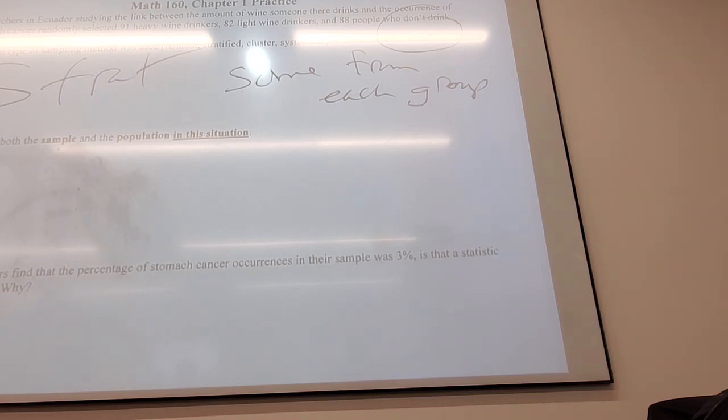That way, if I saw 3% of my people who don't drink wine with stomach cancer, and then 12% of my people that drink light, and then 30% of my people that drink heavy, that would be good evidence that wine affects stomach cancer recurrence, right? Or maybe I'd see it the other way around. Like maybe wine actually prevents stomach cancer.